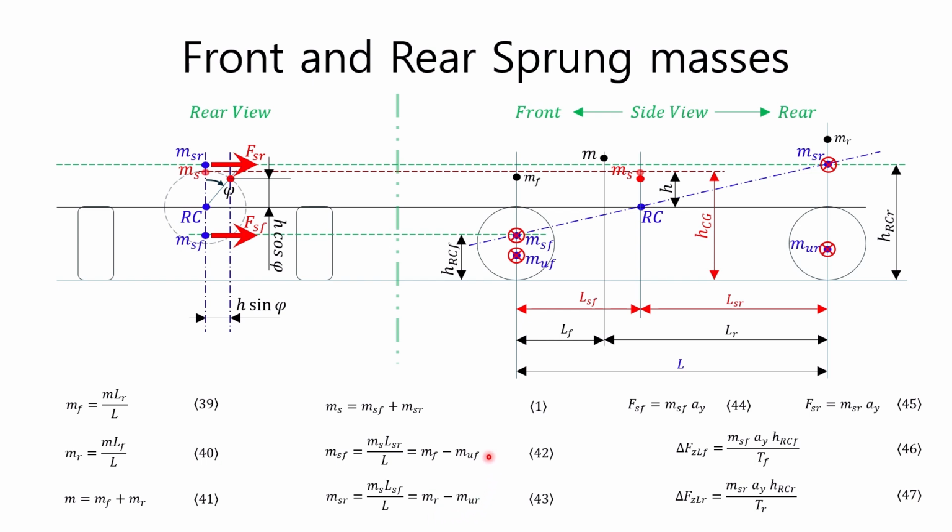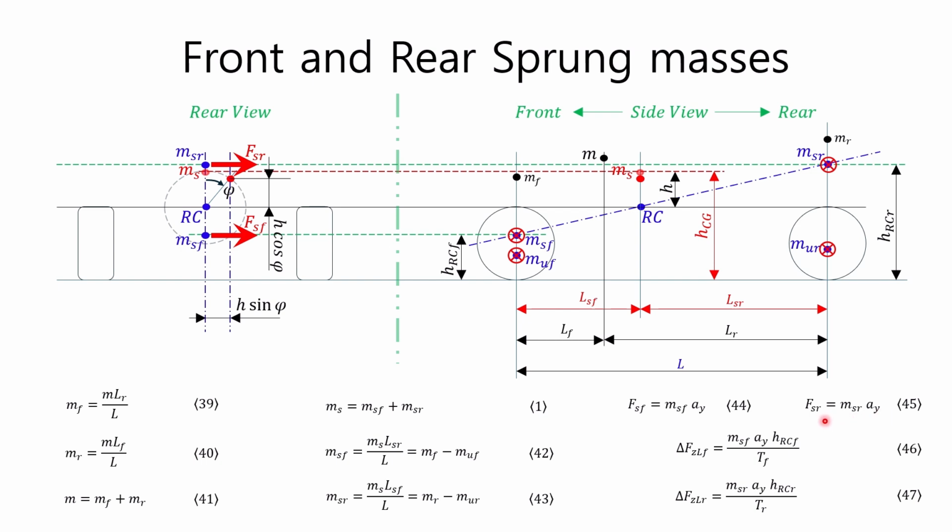The lateral force FSF acting on the roll center of the front suspension can be expressed as in equation 44 by multiplying the sprung mass MSF acting on the front wheel by the lateral acceleration AY, and the lateral force FSR acting on the roll center of the rear suspension can be expressed as in equation 45 by multiplying the sprung mass MSR acting on the rear wheel by the lateral acceleration AY.